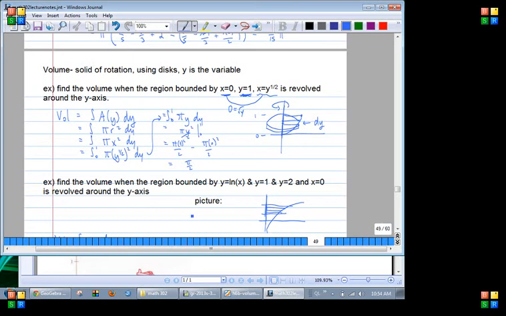e to the y. Well, we know that y, so hold on. So radius equals x, and the question is, what's x? Well, we know that y equals ln of x. So then what does x equal? Algebra.